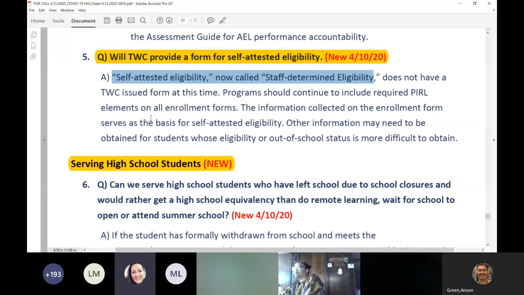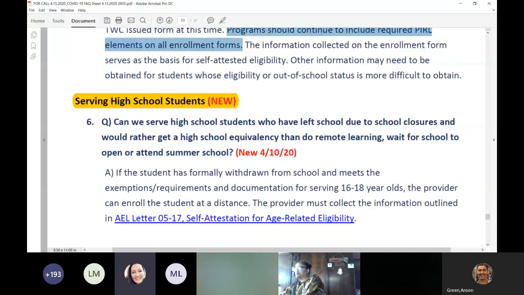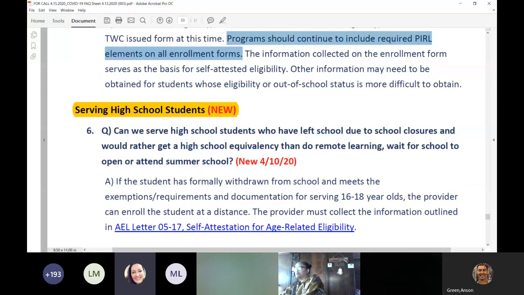So it doesn't have to be a TWC issued form. Now I will say we're going to work on doing a TWC form. We've kind of shied away from this in the past because so many institutions like to add some additional questions on their enrollment process and in their enrollment form. And so we wanted to be as flexible as we could. So you need to continue to use the same PEARL elements that we've always required for your enrollment forms. All of that information should still be on there and be collected. But at this time, that is still on you guys to develop a local form.